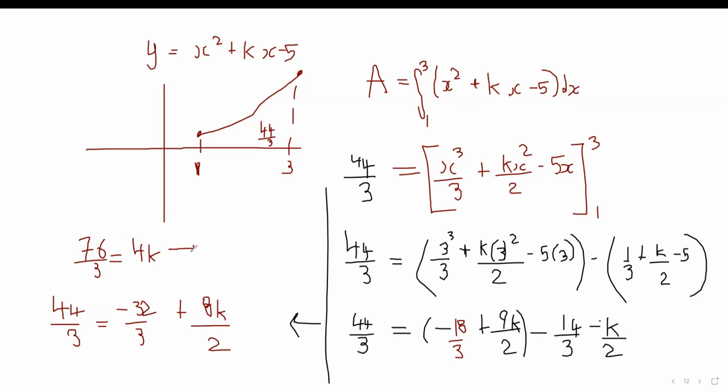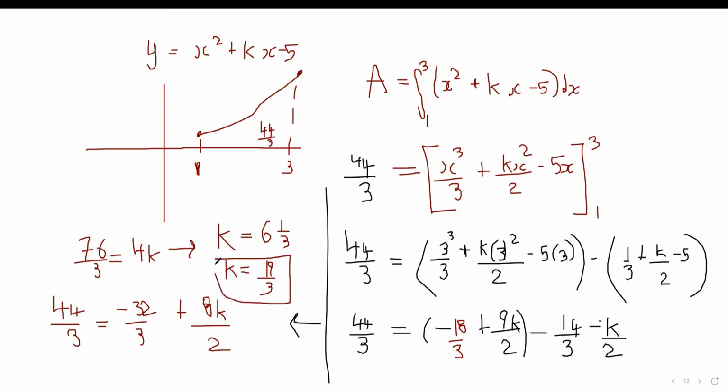So that implies when I divide both sides by 4, 76 divided by 3 divided by 4, that implies that k equals, this looks like 25. Just want to make sure I get 6 and 1 over 3. K equals 6 and 1 over 3. In other words, k equals 19 over 3. That is k. That's the answer.